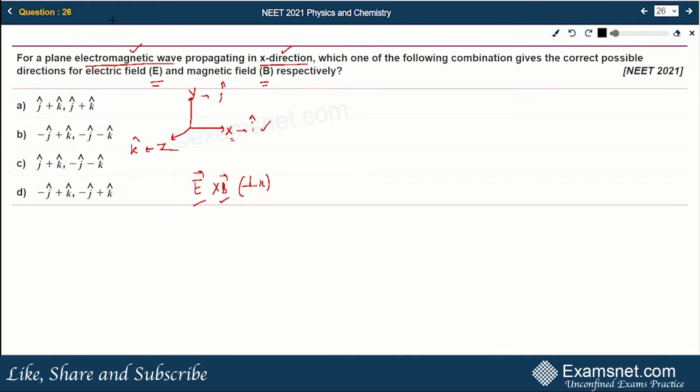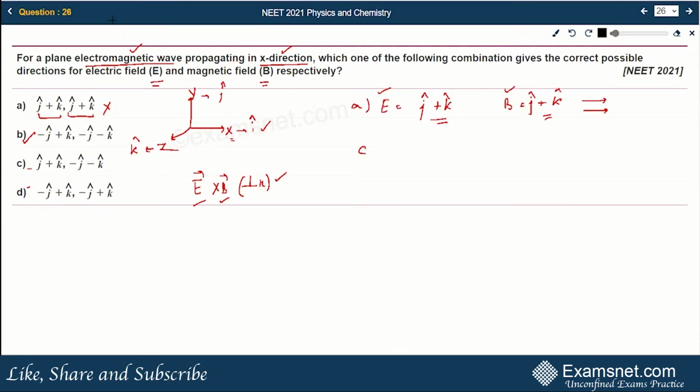So, let's look at the options to check which one of them is correct. The first one is that electric field is given as vector j cap plus k cap, whereas magnetic field is given as again j cap plus k cap. What does this mean? This direction and this direction is same. That means the electric field and magnetic field are in the same direction, so they are parallel to each other. So this is not possible, because they should not be parallel, they should be perpendicular, right? Now we'll check option C and D first because they are wrong answers. We'll look at the correct option at last.